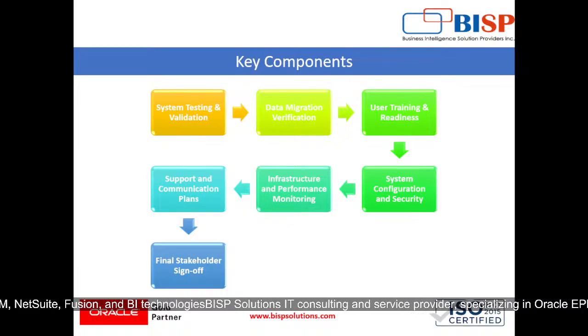After that comes our support and communication plans, where we will be defining the support structure for the go live phase, including roles and responsibilities. Then we will be ensuring that the communication channels are established for immediate issue resolution and stakeholder updates. After that, we will be confirming that a contingency or rollback plan is in place in case of critical failures.